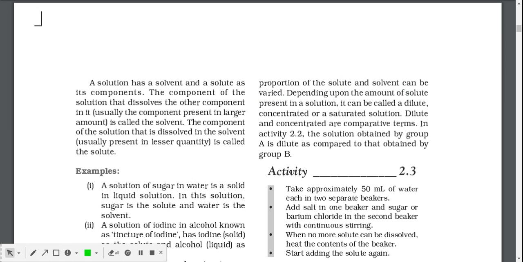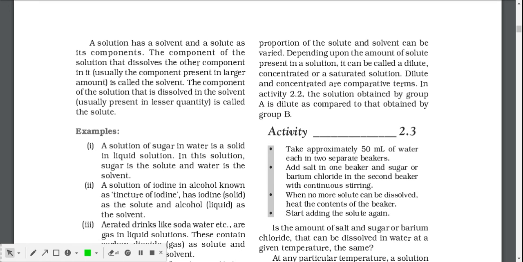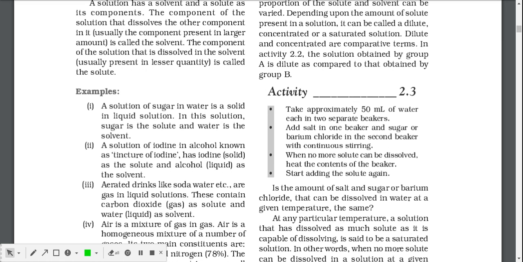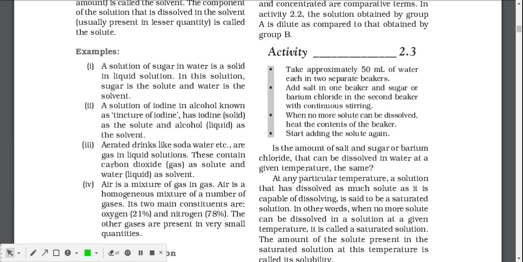In the activity 2.2, the solution obtained by the group. Let's see this activity, right? So today we are going to do this activity 2.3. Take approximately 50 ml of water each in two separate beakers. If you do not have beakers at home, you can take glasses, right? Add salt in one beaker and sugar or barium chloride in the second beaker. You can add salt and sugar because you might not have barium chloride, and continue to stir the solution.